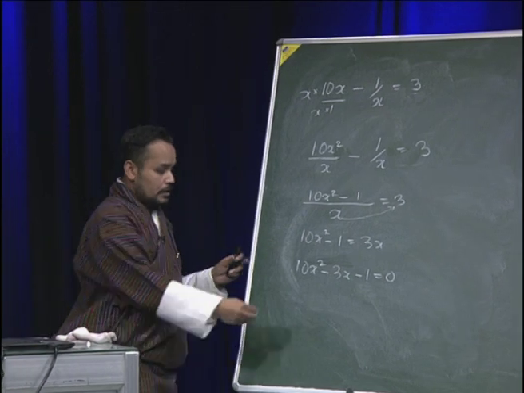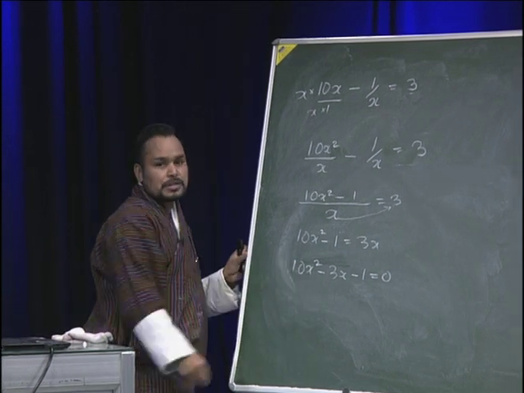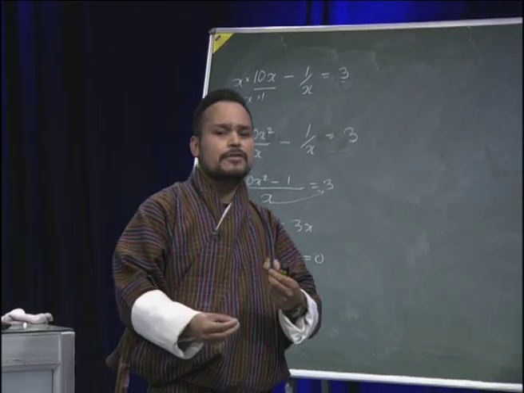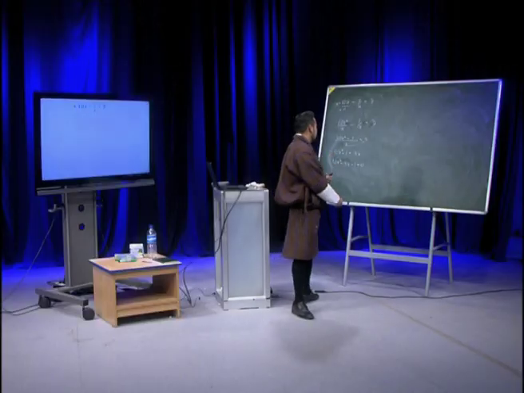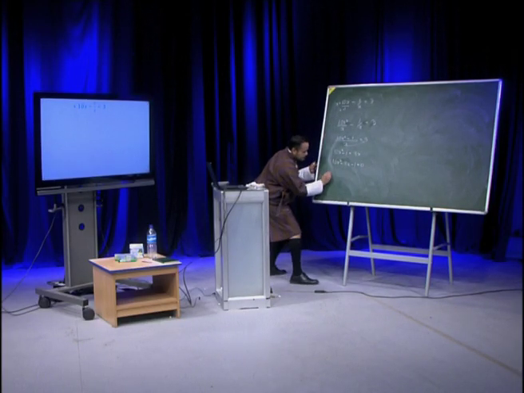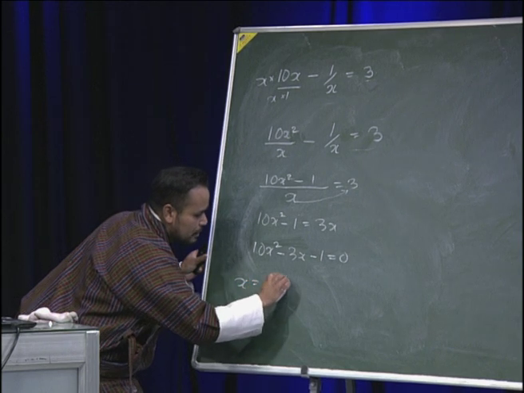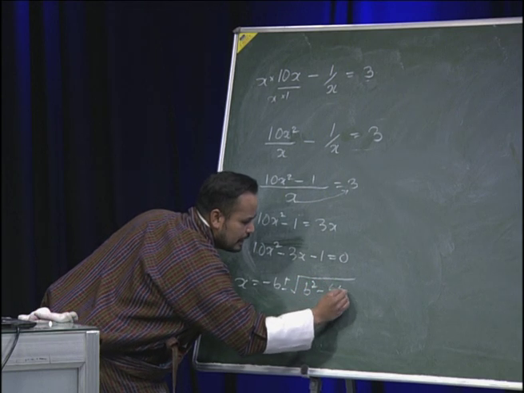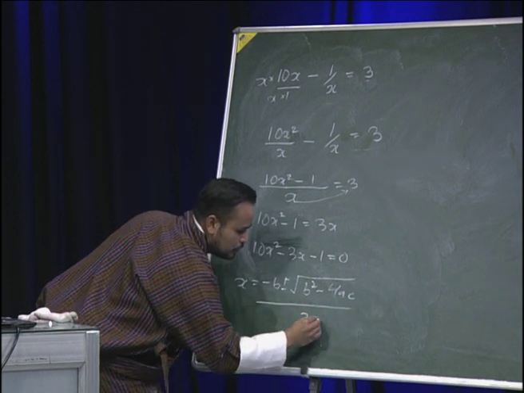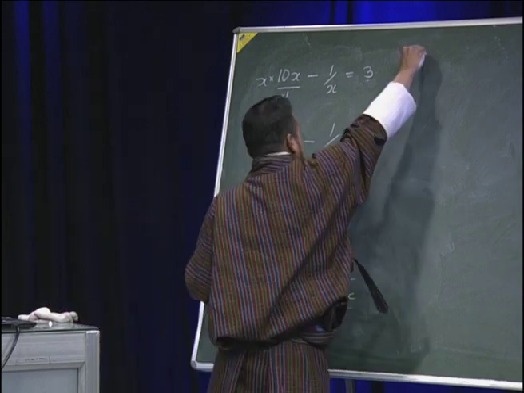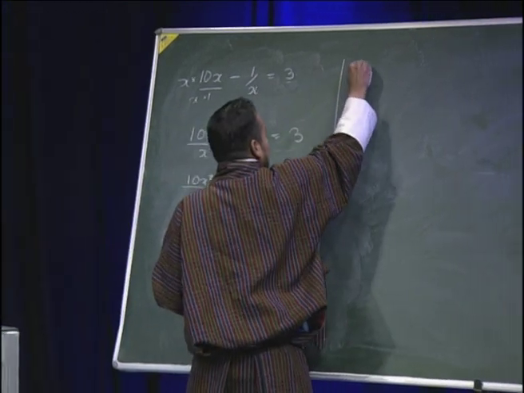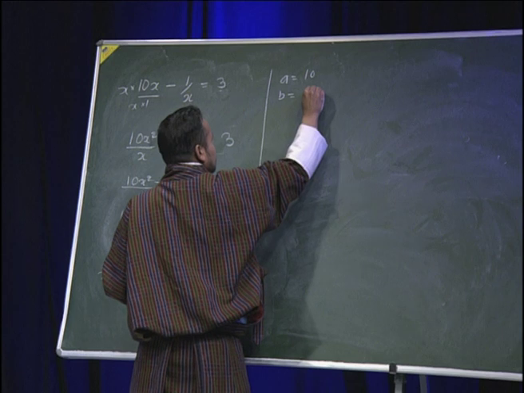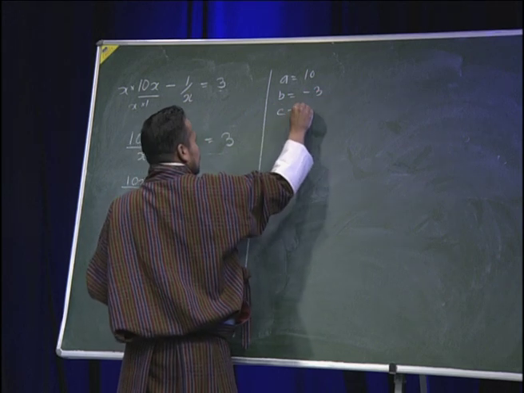Now, this became a quadratic equation. To simplify this quadratic equation, you can use the formula, you can use sum and product, you can use any method that is convenient for you. I would love to use the formula here. The formula I have is x is equal to minus b plus or minus root of b square minus 4ac, whole divided by 2a. Here the values are a is equal to 10, b is equal to negative 3, c is equal to negative 1.